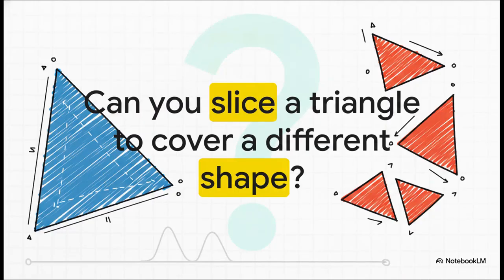Which leaves us with this final thought, straight from the source's Think and Reflect exercises. We know a median divides a triangle into two equal areas, even if they end up being completely differently shaped. So here is my challenge to you. Can you physically divide one of those triangles using straight cuts into pieces and then rearrange those pieces to exactly cover the other differently shaped triangle? Think about the physical reality of the math theorems we just explored today. It's like a giant puzzle.